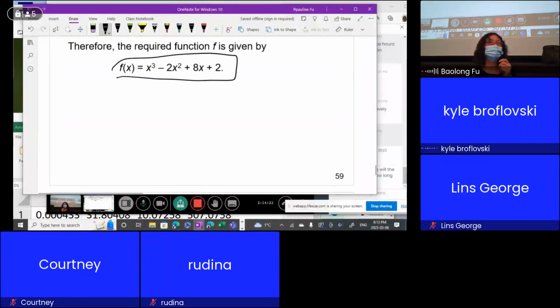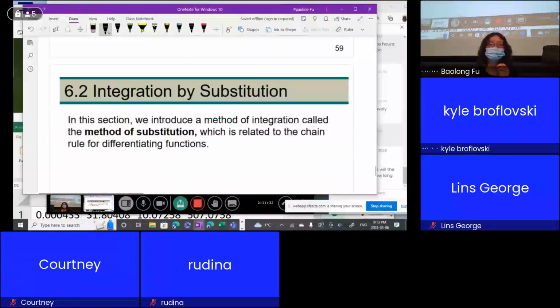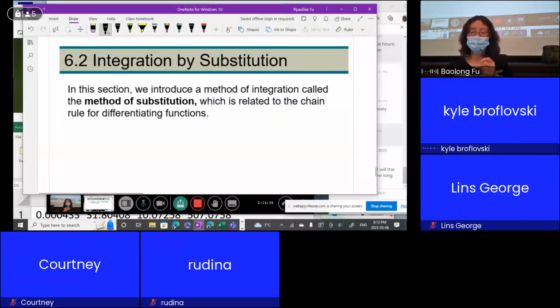Okay, questions for differential equations? So last session for today, integration by substitution.